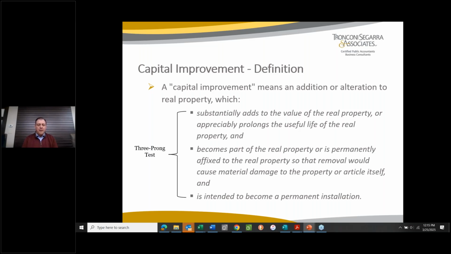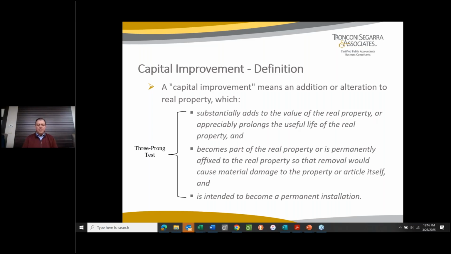We have this three-pronged test. The property being installed has to substantially add value to the real property or appreciably prolong the useful life of the property. The property, the stuff that becomes part of the real property or is permanently affixed, so much so that if you try to remove it, it would cause material damage to the property or the article you're trying to remove. And then the third prong is it's intended to be a permanent installation.